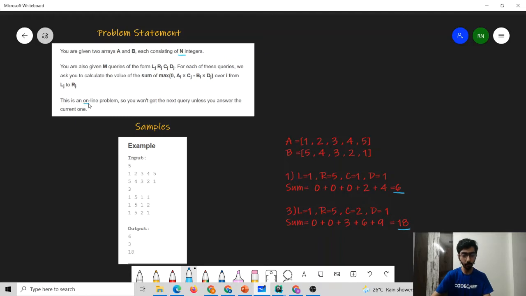This is an online problem. This means that the input for the next query will only be given after we present the output for the current query. So let's try to understand the problem with the help of a few samples.